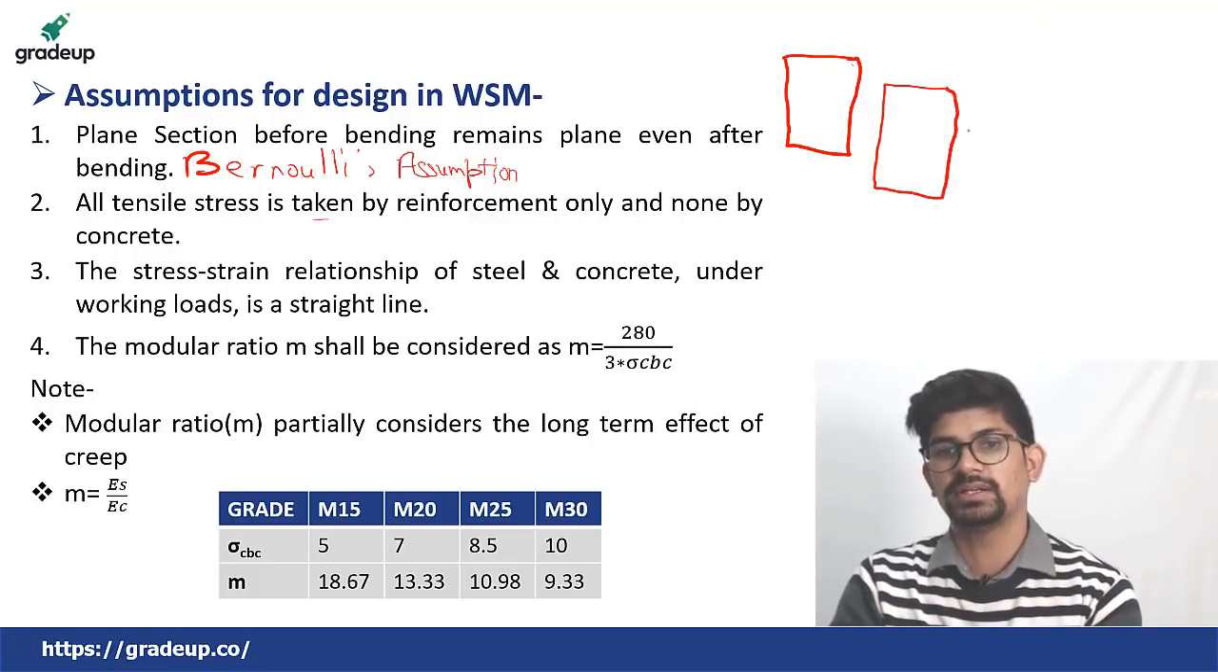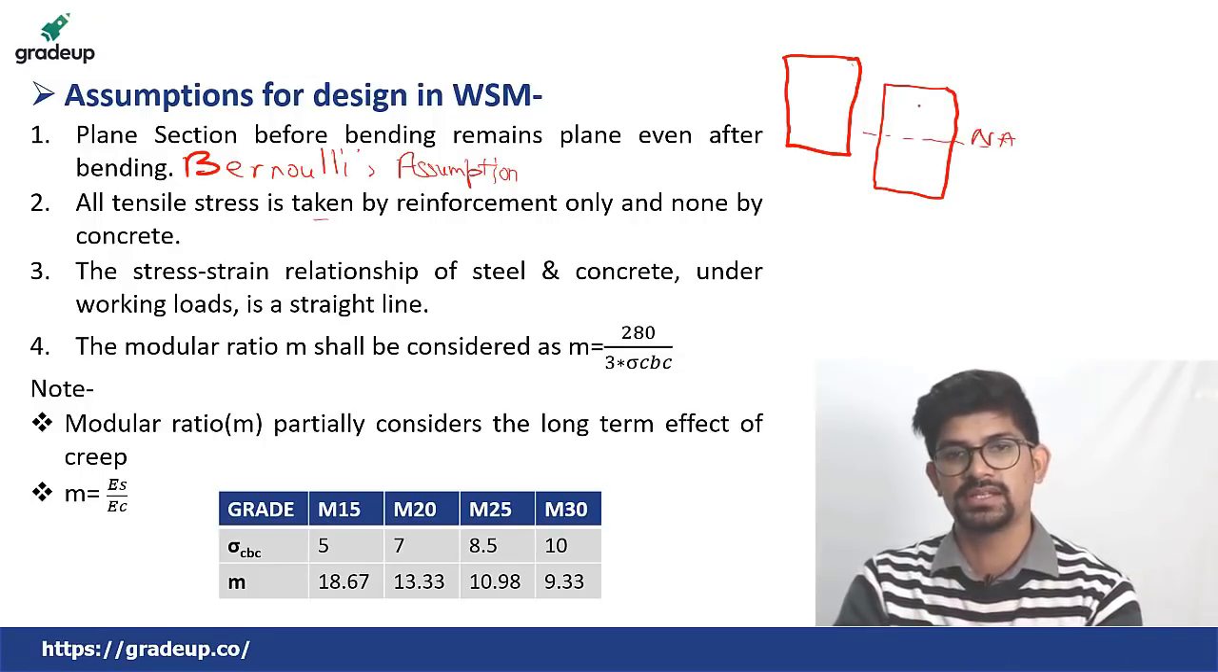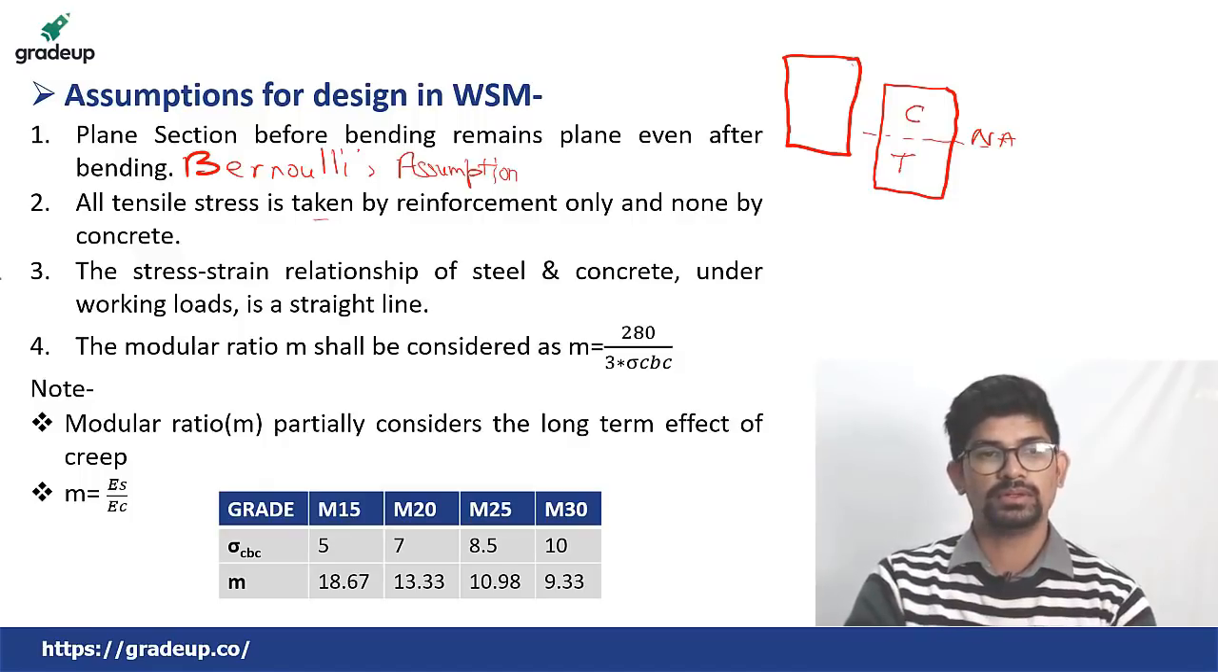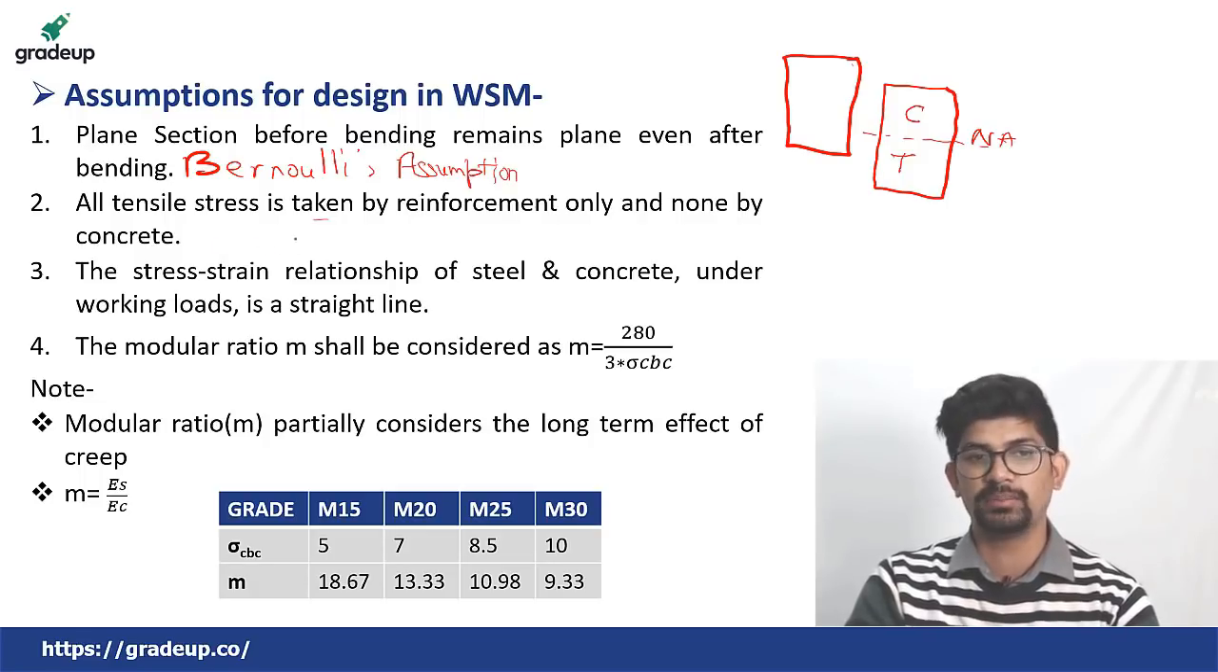In working stress method, this is the neutral axis we are seeing. This is a cross section of a rectangular beam. This is the neutral axis. So this portion is for the sagging moment. This portion is in compression and this portion is in tension. So this second assumption states that we consider a cracked section in concrete. In WSM, the analysis is done by considering a cracked section.